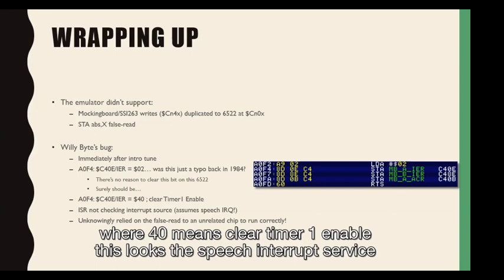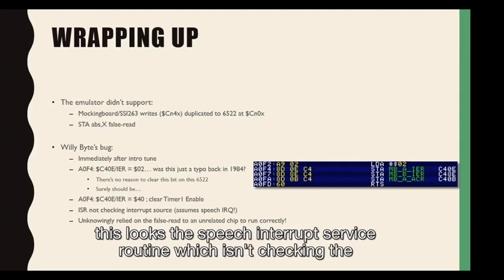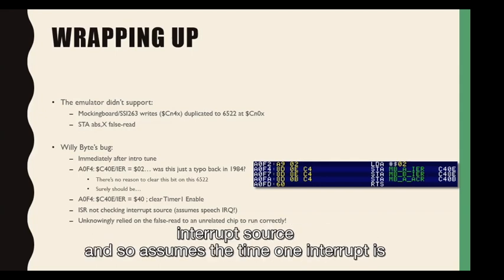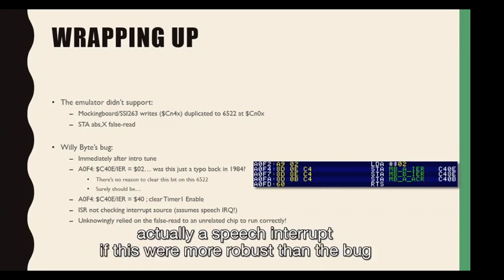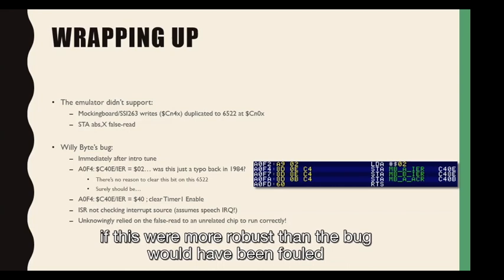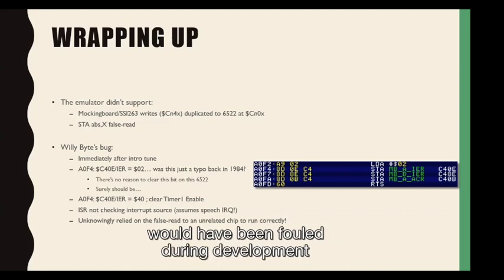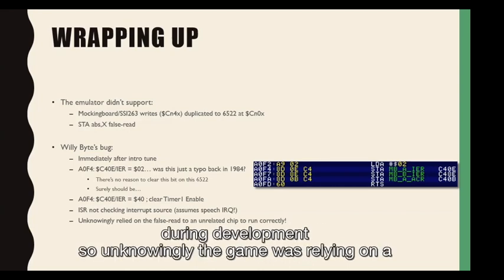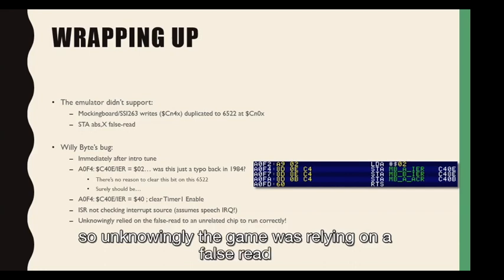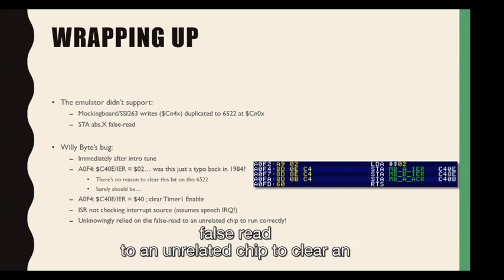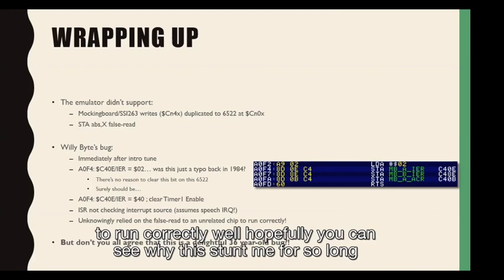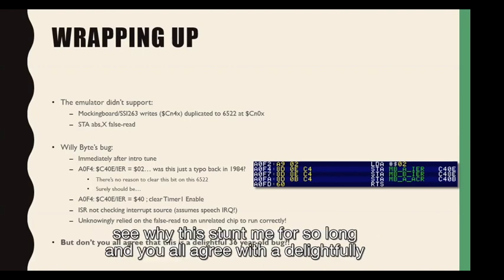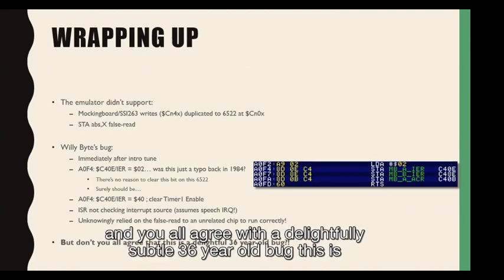There's also the speech interrupt service routine, which isn't checking the interrupt source, and so assumes the timer 1 interrupt is actually a speech interrupt. If this were more robust, then the bug would have been found during development. So unknowingly, the game was relying on a false read to an unrelated chip to clear an unexpected interrupt to run correctly. Well, hopefully you can see why this stumped me for so long, and you all agree what a delightfully subtle 36-year-old bug this is.